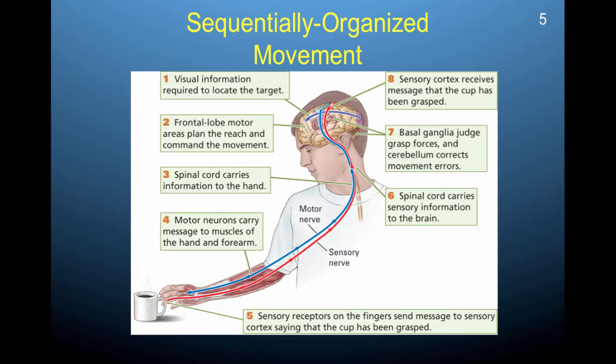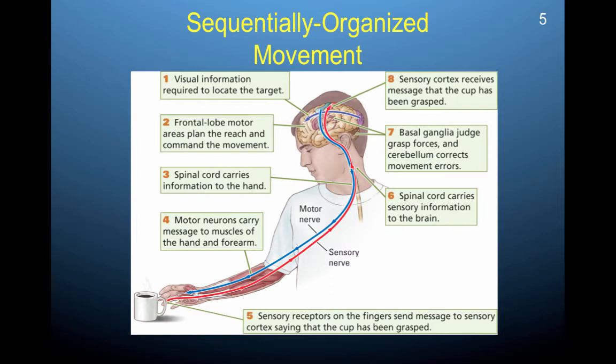The motor neurons carry messages to the muscles of the hand and the forearm. And then the sensory receptors on the fingers send messages to the sensory cortex saying that the cup has been grasped. So the information exits the brain, travels down the spinal cord, through the muscles, into your sensory receptors. They register that you have the cup in hand. Then this sensory information travels back up the spinal cord. Then it enters the basal ganglia, and the basal ganglia judges the force that would be needed, and then the cerebellum corrects the movement errors. So how you need to hold the cup, how much force you need to hold the cup, and then the information continues up to the sensory cortex.